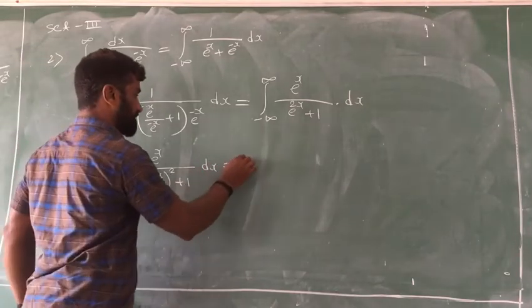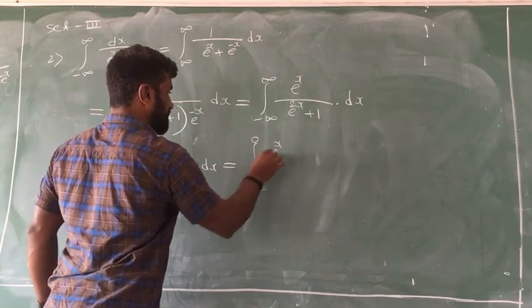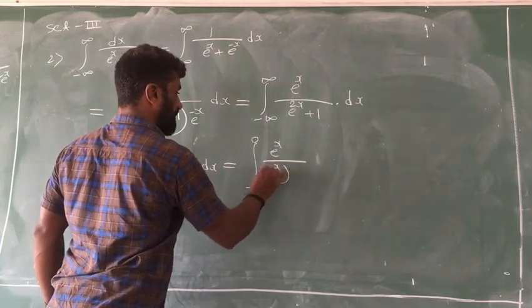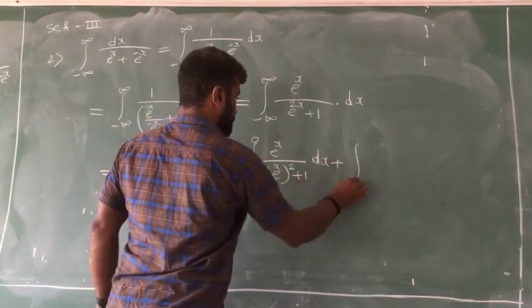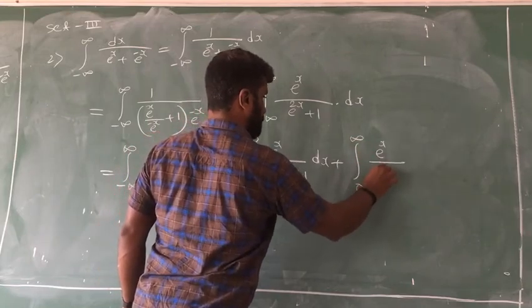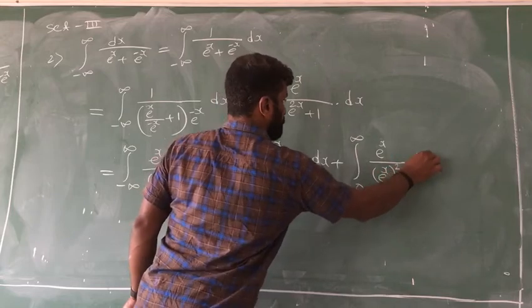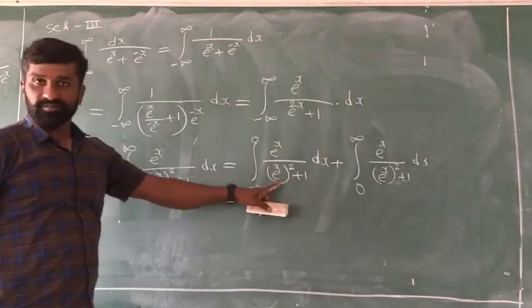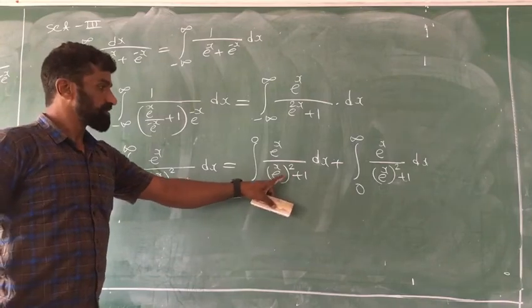I can write like this. So minus infinity to 0 of e raised to x divided by (e raised to x whole square plus 1) into dx, plus 0 to plus infinity of e raised to x divided by (e raised to x whole square plus 1) into dx. Now integrate this properly. So put e raised to x equal to z and simplify.